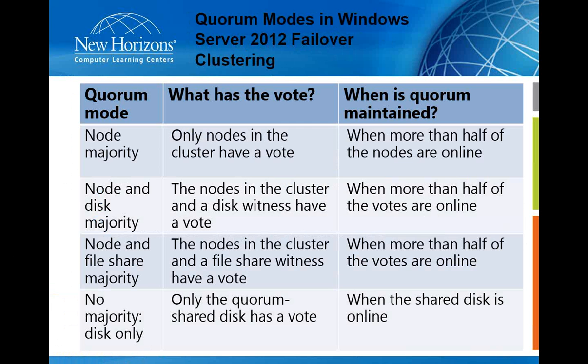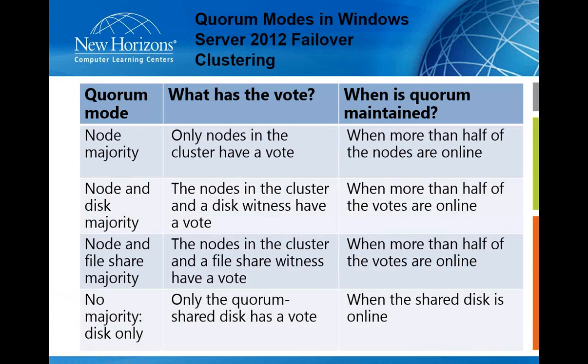And with the mode that you chose, like I said, node majority, only the nodes have a vote. Node and disk majority, all the nodes have a vote, and a disk witness has a vote. Node and share majority, everybody has a vote, including a file share witness. Then we had the last one here, the no majority disk only.